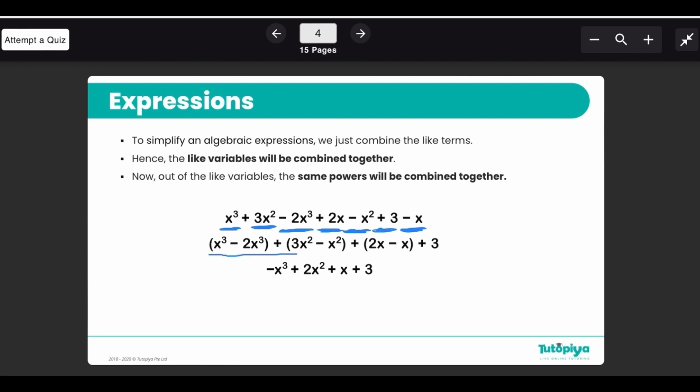So you can see that after I have grouped it, I have received a simplification like this. From there, it's a matter of applying normal subtraction or addition where required. If I have 1x cubed and I'm subtracting 2, that is going to be -1. If I have 3 take away 1, that is 2. If I have 2 take away 1, that is 1. And finally, the plus 3 just stays on at the end.